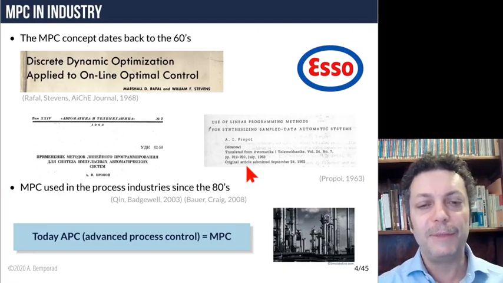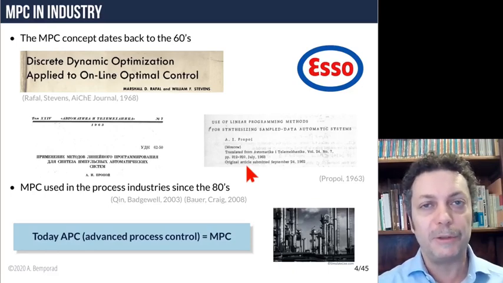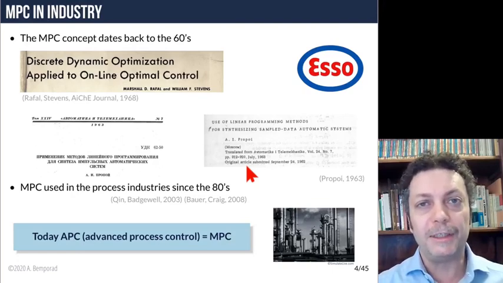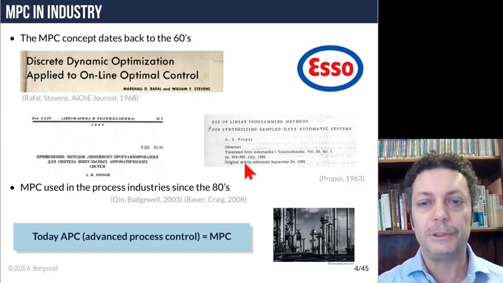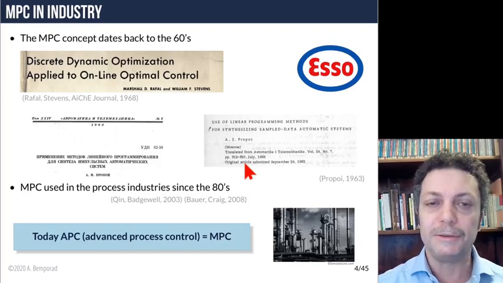Now, starting around the 80s, MPC has been steadily applied in the process industries as an advanced process control technology. And today, most of the APC solutions are model predictive control solutions in the process industries.